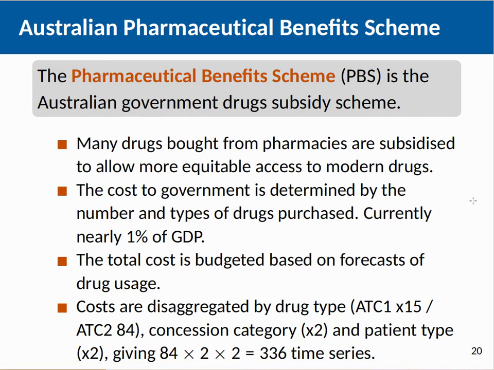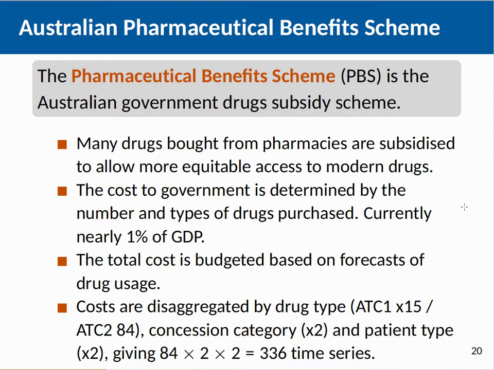Okay, so a little bit more about this data set. There are many drugs that are bought from pharmacies that are subsidized to allow more access to these drugs. The cost to the government is typically determined by the number and types of drugs purchased, and currently this is about 1% of Australian GDP, and the total cost is budgeted based on the forecasts of drug usage. So you have many different types and categories, and about 336 unique time series in the data set.